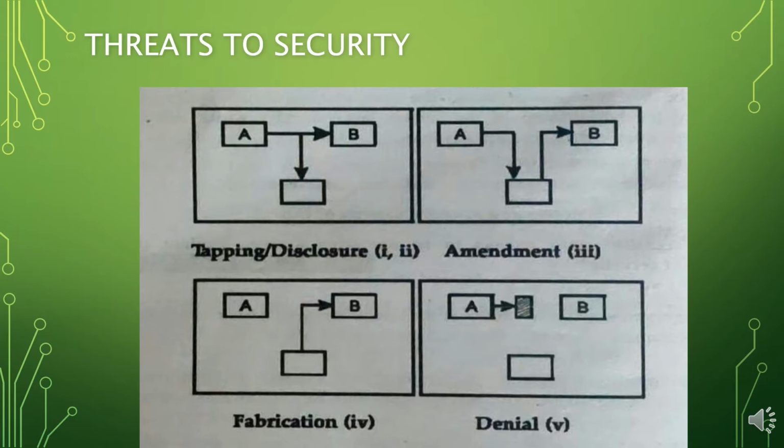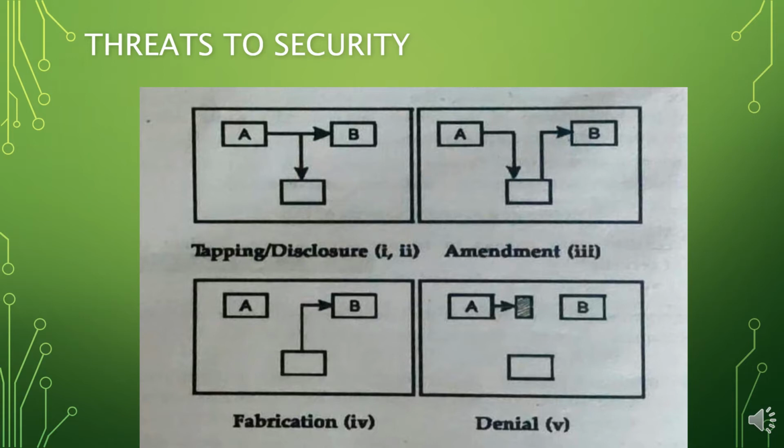The third is amendment, unauthorized alteration or deletion of information. In this, sender A wants to send data to B, but the threat has done changes in the network connection by moving the data first towards itself and then doing some changes in the data and sending it to B. So the data is sent to B, but after the changes are made by the threat.